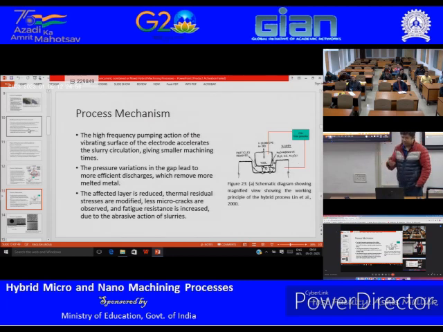The abrasive action is just like sandblasting, right? You are removing the recast layer, and you are inducing some good compressive residual stress, while taking out the tensile residual stress from the surface. So all the good things you are considering in the hybrid process. So that's how you define the hybrid process.